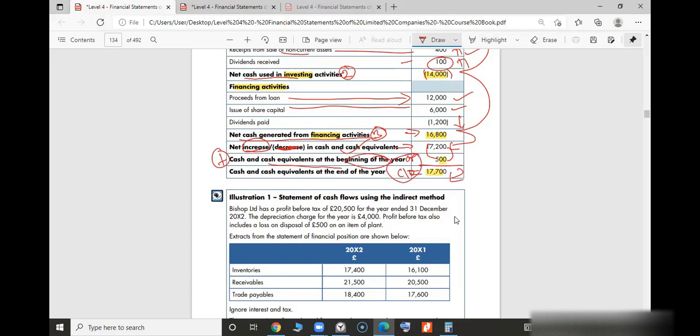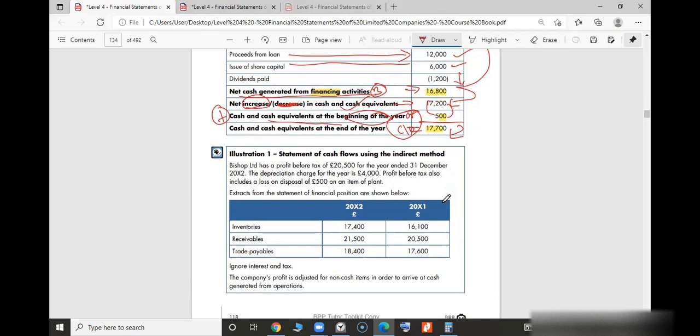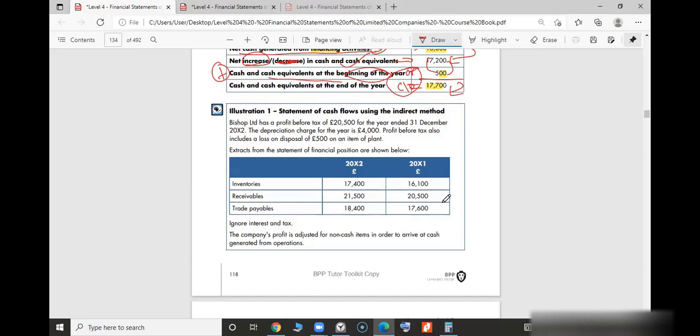And that's the way of checking your cash flow statement, whether you have done it right or wrong. If it balances, you can dance. You can dance after the exam, not during the exam. Yeah, the invigilator will be looking at what is happening. Okay, moving on. Illustration number 1.